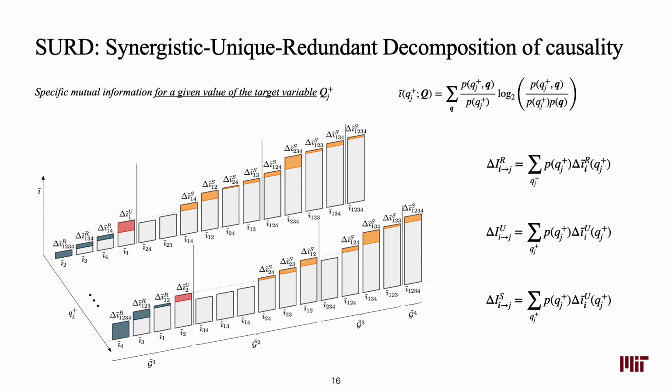The previous steps were done for a single state of the target variable. Now, we need to apply the same procedure for all the possible states of the target variable. Finally, we calculate the causality components as the expected value of these specific increments of information.